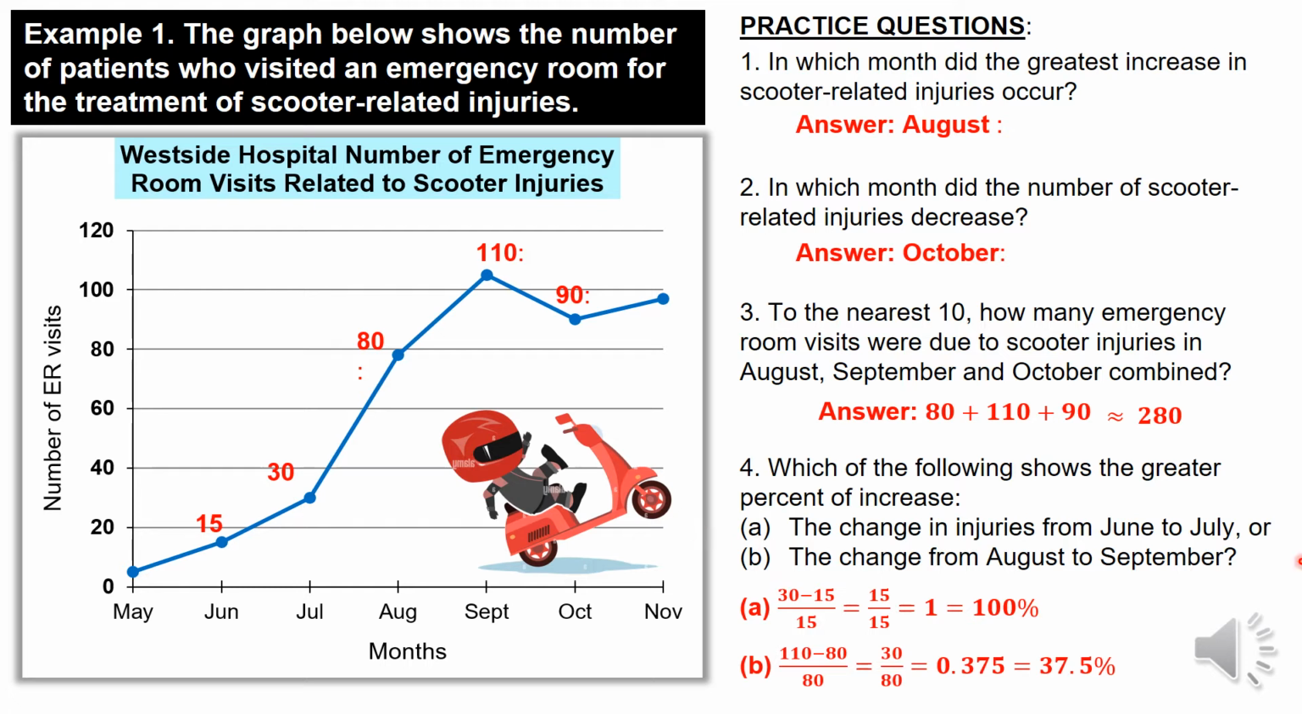While on B, we have August to September, 110. Since we have here 110, then minus 80 gives us 30 divided by 80. That gives 0.375, or moving two decimal places to the right, 37.5%. So that means the greater percent of increase is on letter A, the change in injuries from June to July.